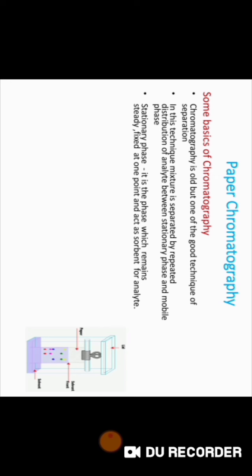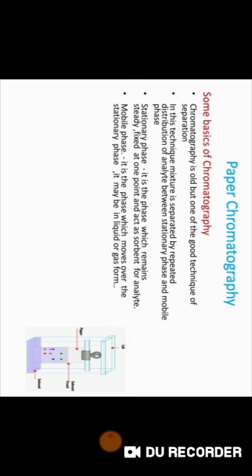As we know, in chromatography there are two phases involved and they play a vital role in separation. One is the stationary phase and the second one is the mobile phase. So what is the stationary phase? It is a phase which remains steady, fixed, and will not move or travel from one place to another. It is fixed at one end and functions as a sorbent for the analyte. That means it will hold the analyte on its surface and retard the movement of the analyte over its surface.